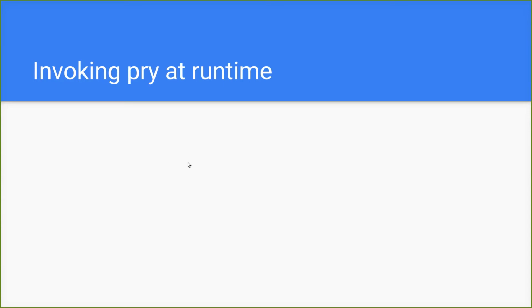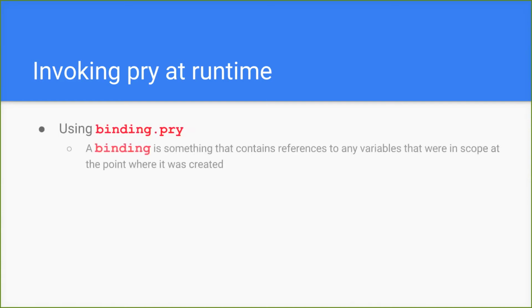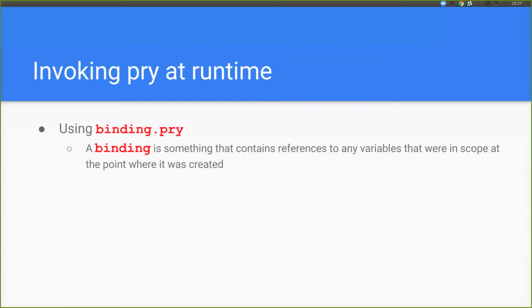In our early example, we looked at using binding.pry in our program to interrupt the program execution and invoke a Pry session. At that time, though, we didn't really explain what binding.pry is. So there's actually 2 parts to this. There's the binding. So what's a binding? A binding is something that contains references to any variables that are in scope at the point where it was created. This is quite a complex concept, actually.